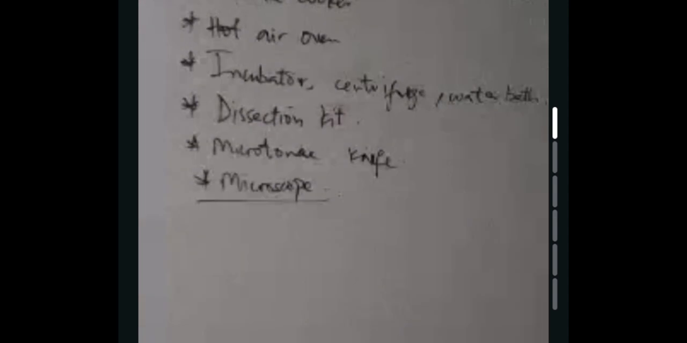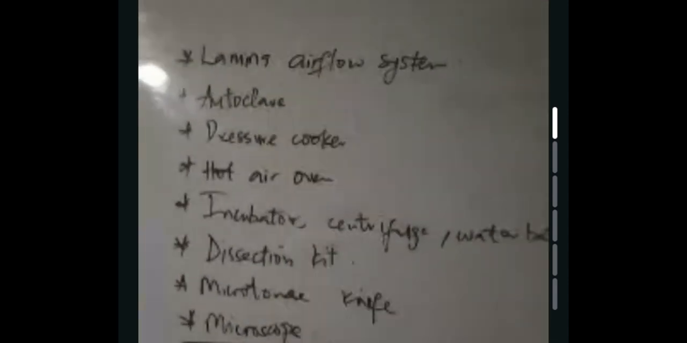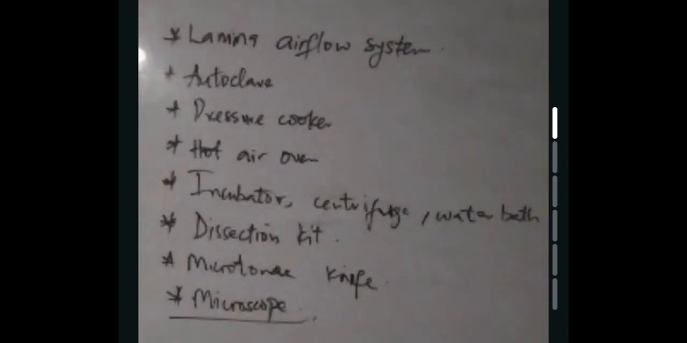Microscope is also one of them. I think we should concentrate more on that, so many questions about it. Autoclave is used for sterilization. All of them are used for high temperatures, and all of them are used for sterilization. But there is one thing called laminar air something. Laminar airflow system.